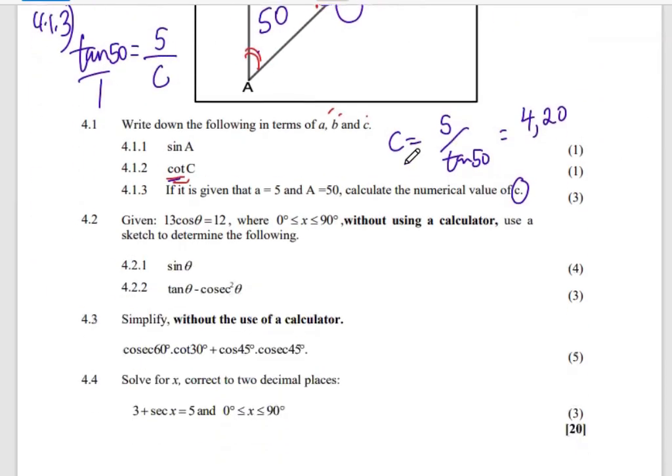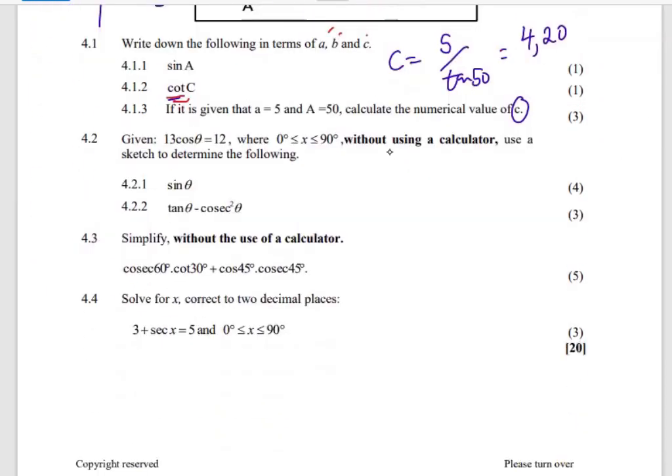Then 4.2, given 13 cos theta is 12, where theta is between 0 and 90, which is the first quadrant, without using a calculator and using a sketch, they want us to simplify this. So let me jot it this side. Okay, so we have 13 cos of theta is 12. Step number 1, isolate the ratios. Okay, divide both sides by 13, meaning that the cos of theta is 12 over 13.